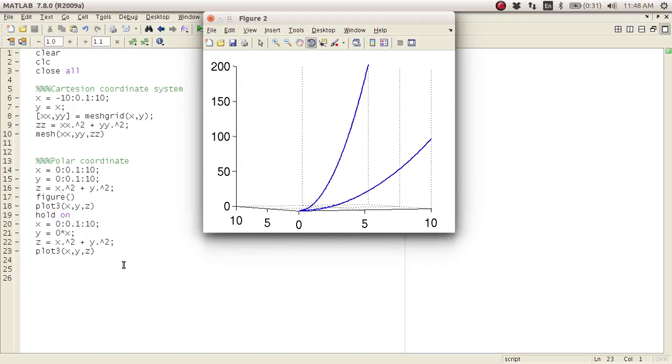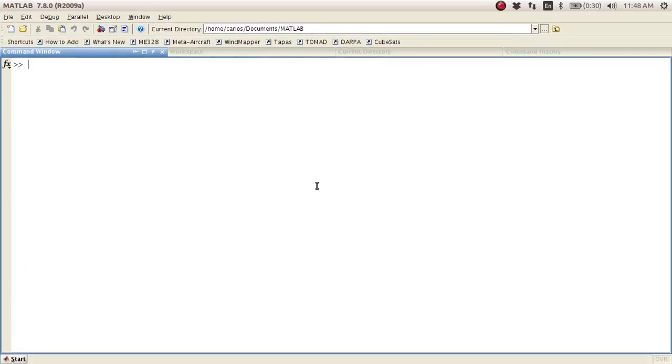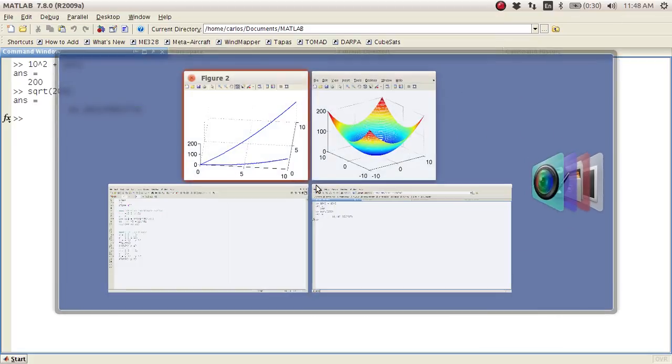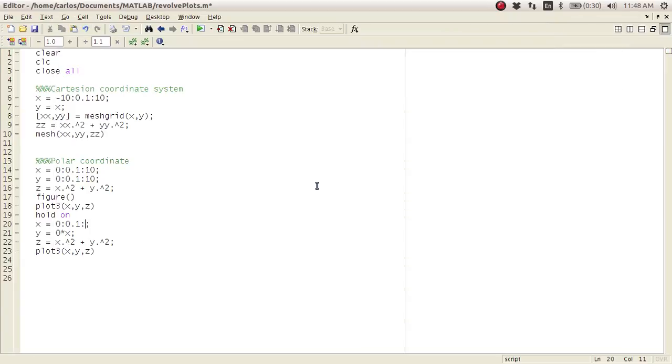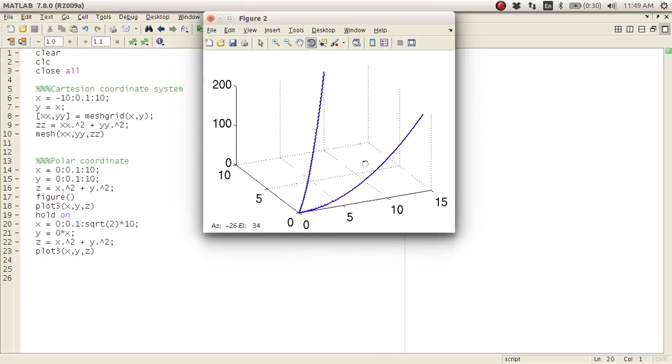Now notice that I went out too far here when I went from 0 to 10, but that's because 10 squared plus 10 squared is 2 times 10 squared, so I'd have to go farther out. The square root of 200 is about 14, so instead of going to 10, I would go to the square root of 2 times 10. And there we go. So then those went to the same values.